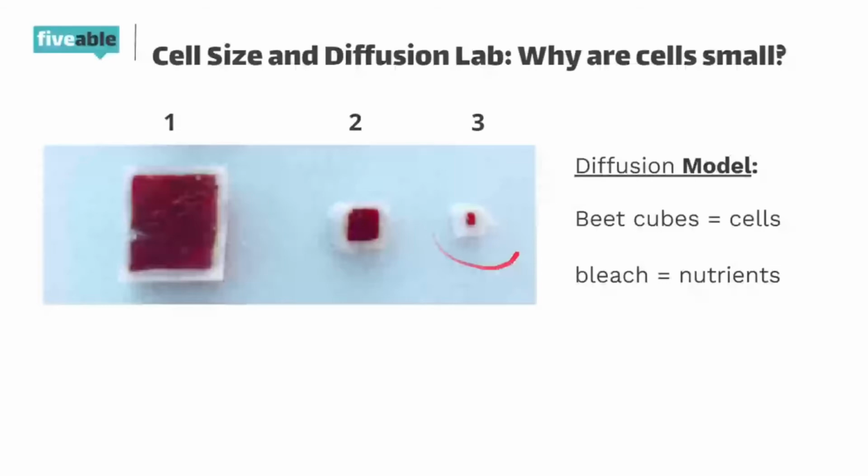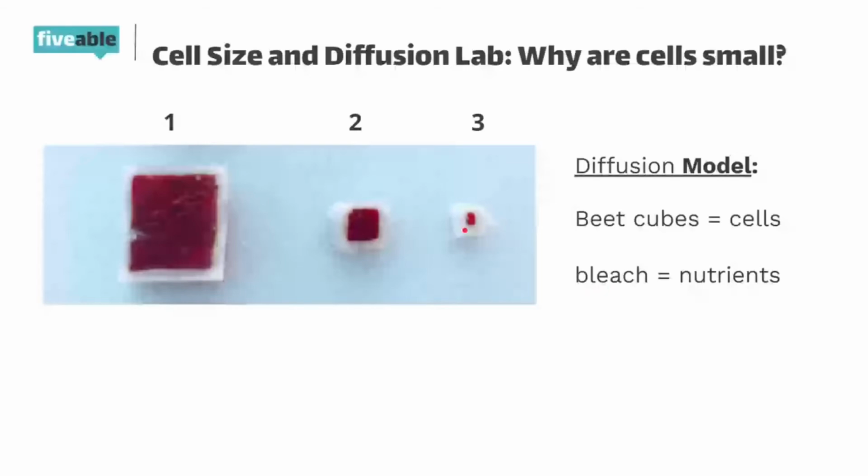Models are ways where we can study biology without actually using the true thing, right? So we can't necessarily all have access to fancy microscopes to be able to see diffusion happening across a membrane. So instead we use something that can model it for us. So this picture is of some beet cubes. So beets, they're dark red normally. And then the bleach is the nutrients. So soaked them in some bleach.